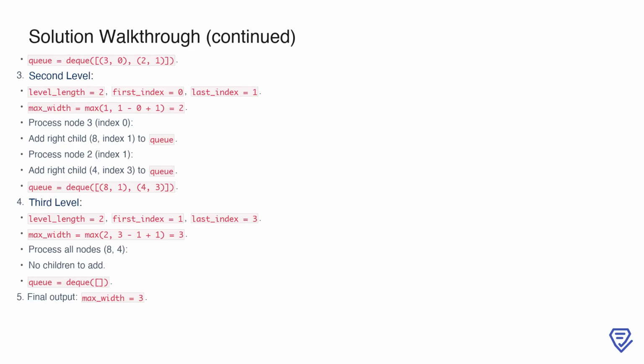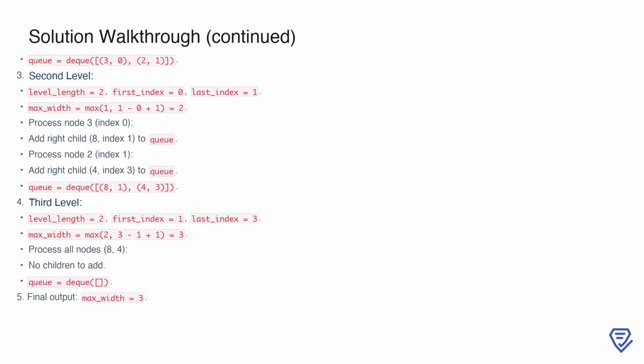Processing node 1, we add its left child, node 3, with index 0, and its right child, node 2, with index 1, to the queue. At the second level, the level_length is 2, with first_index at 0 and last_index at 1. The width of this level is 2, so max_width is updated to 2.